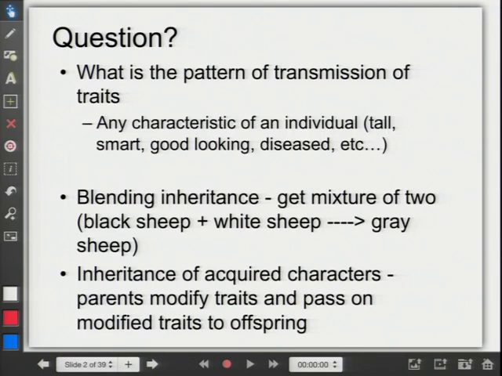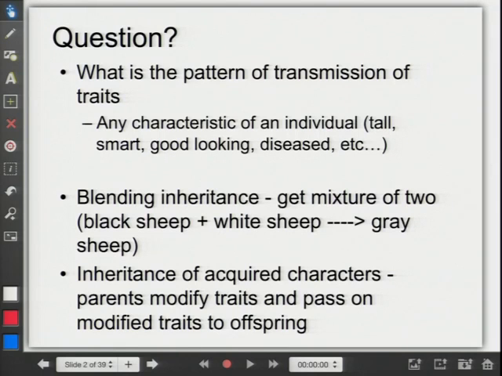So somehow they get all mixed up. And so, you know, oh, but look, when we have a black sheep and a white sheep, we get a gray sheep, right? Sometimes you do. Sometimes you get black sheep, sometimes you get white sheep, right? But there are certain traits that do appear to blend, and so they said that's how it works.